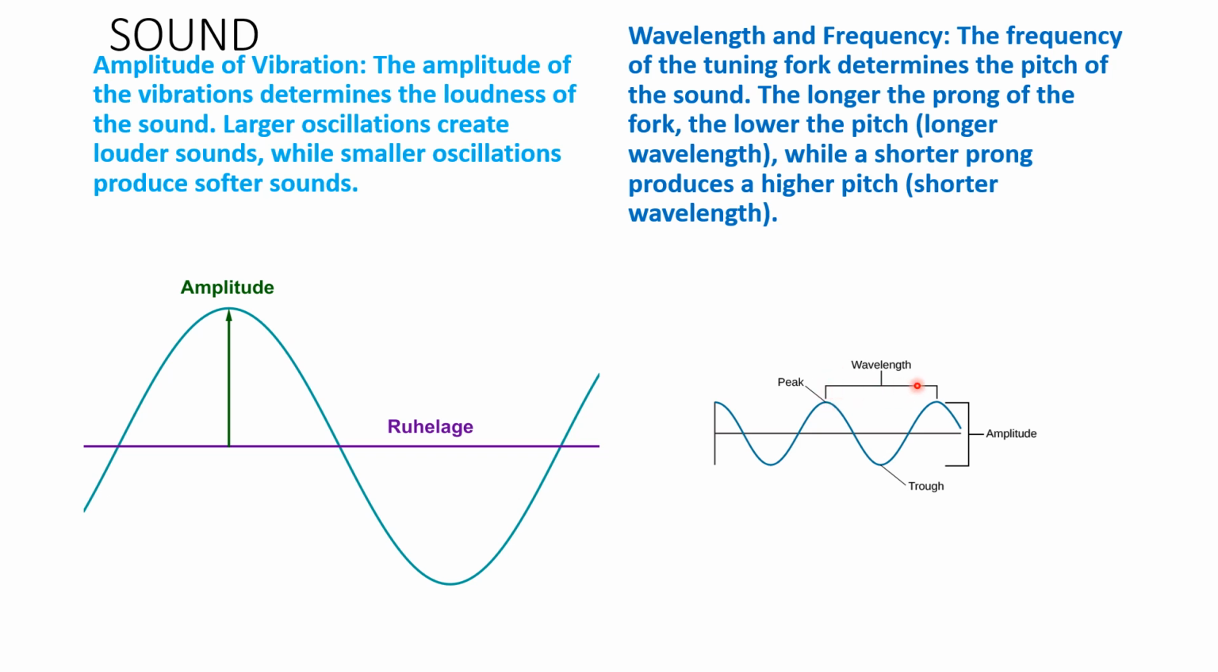That means the frequency of the tuning fork determines the pitch of the sound. The longer the prong of the fork, the lower the pitch and the longer the wavelength. If the pitch is lower, the wavelength is longer, and if the pitch is higher, the wavelength is shorter. This is called the wavelength.